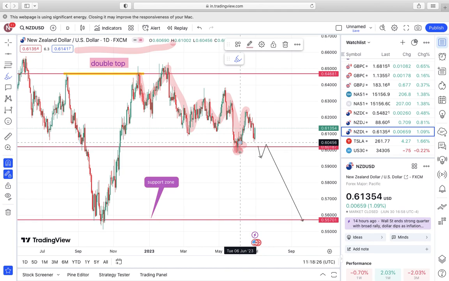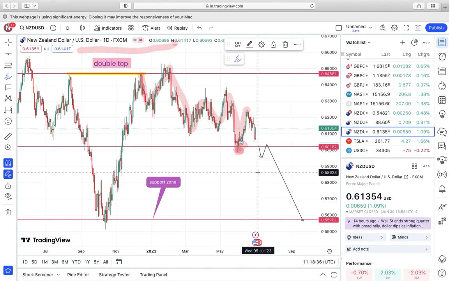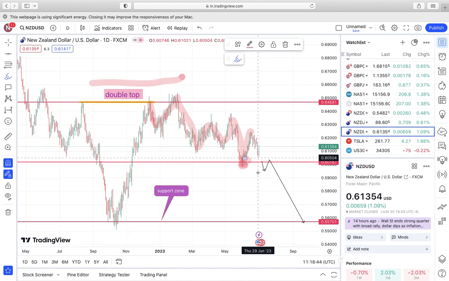Get it from me. When you practice these simple things, you are going to have a very easy time in market analysis. Now, wait for the market to break this zone. Wait for the market to break this zone for you to enter the market fully. That is very simple as that. That one is double top.